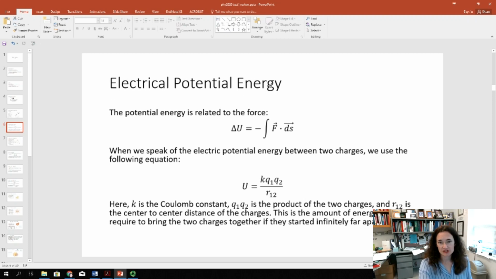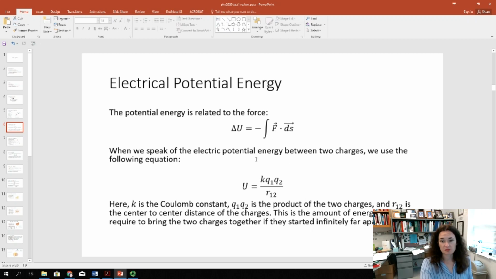Now let's talk about the electrical potential energy. Remember that the force is always equal to the minus gradient of the potential energy. And so we can write the potential energy equation as the negative integral of F dot ds for any particular force. That's no different here.